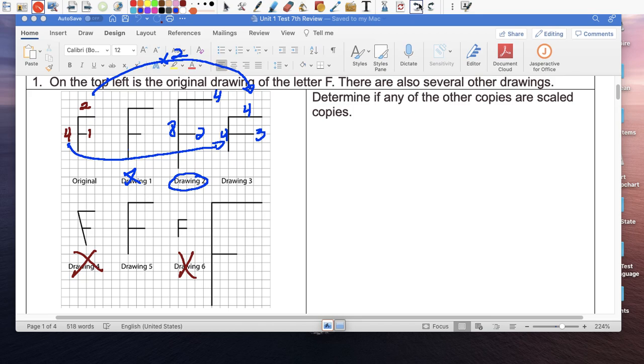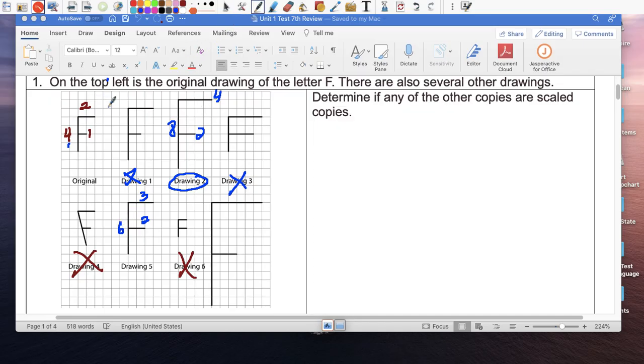So erase all that. Drawing 3 is out of contention. So far, only drawing 2. Let's take a look at drawing 5. This is 1, 2, 3. This guy here is 2, and this is 1, 2, 3, 4, 5, 6. So this is definitely a potential.